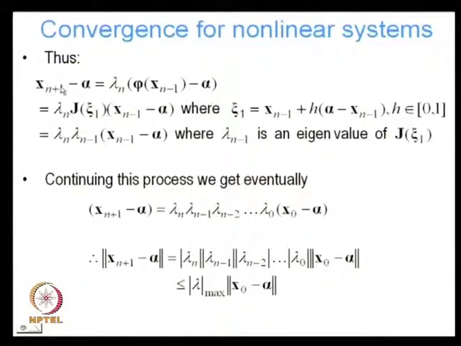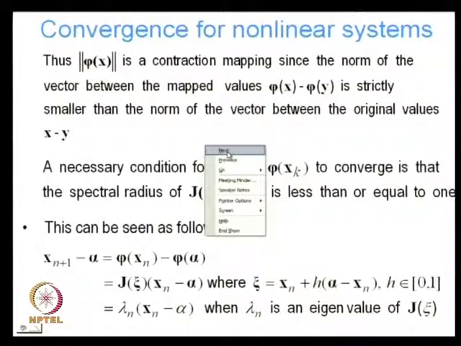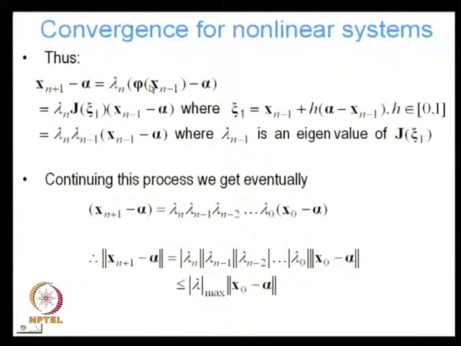So, what do we have? We have x n plus 1 minus alpha is equal to lambda n times x n minus alpha. So, I can write x n as phi of x n minus 1, phi of x n minus 1 minus alpha, and we have done this so many times, this should be familiar to you now. So, now I can write lambda n times phi of x n minus alpha, and I will again use the same mean value theorem.